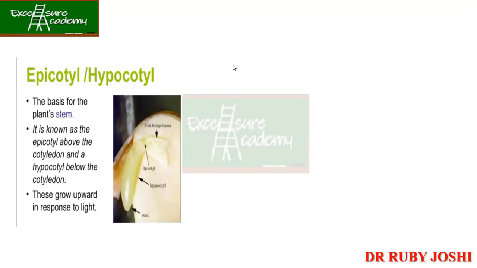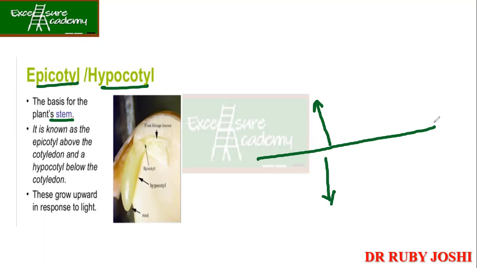So this is what we were discussing, right? They are the basis for the plant stem. So this we know, epicotyl and hypocotyl. Hypo means, what is the meaning of hypo? Below. Anything below. Epicotyl means above. So the epicotyl is above the cotyledon and the hypocotyl is below the cotyledon. These grow upward in response to light. Obviously we all know that your stem will go in the upward direction and your roots will go in the downward direction, right?